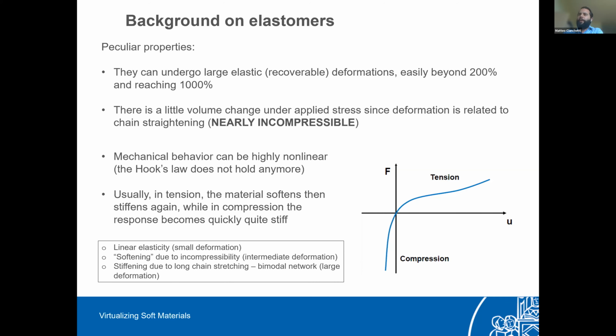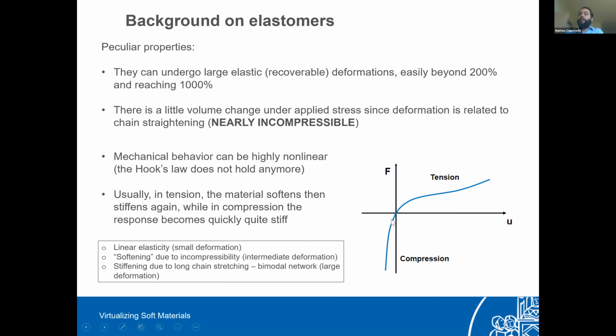Elastomers have peculiar properties. They can undergo very large deformations that are usually fully recoverable. They usually go beyond 100%, but even up to 1000%. They usually undergo very little volume change when deformed. This is why we usually consider them nearly incompressible. And as you can see here, I'm reporting the general and ideal mechanical behavior of an elastomer.